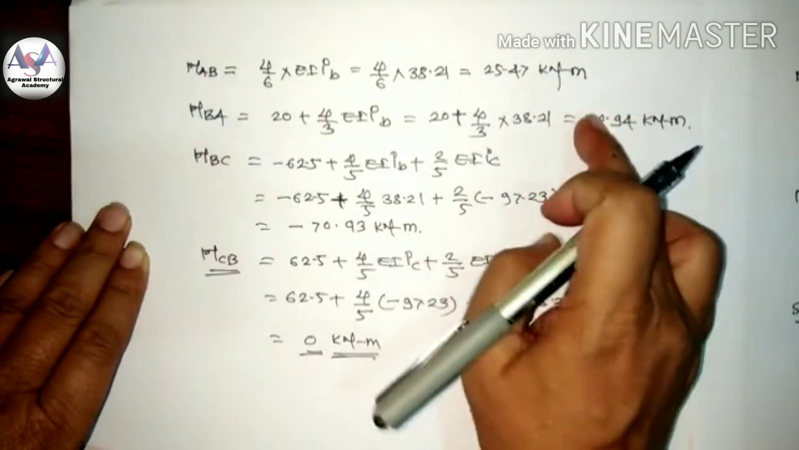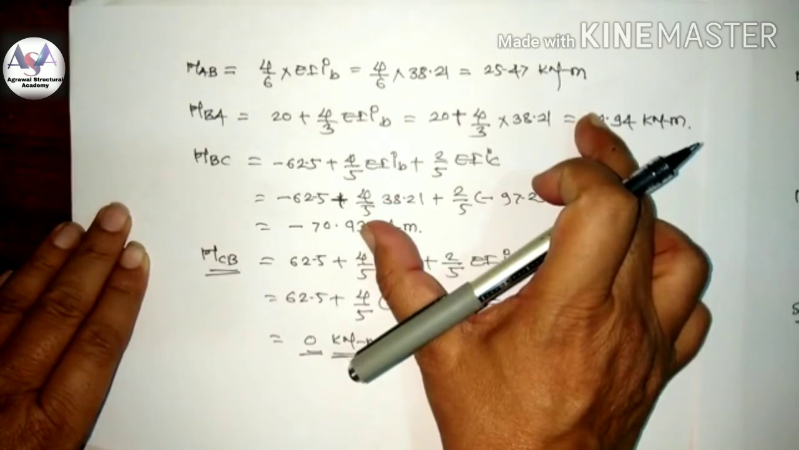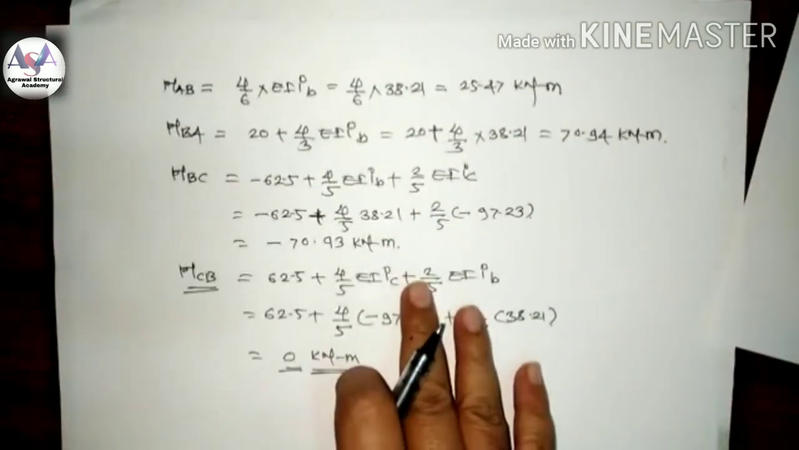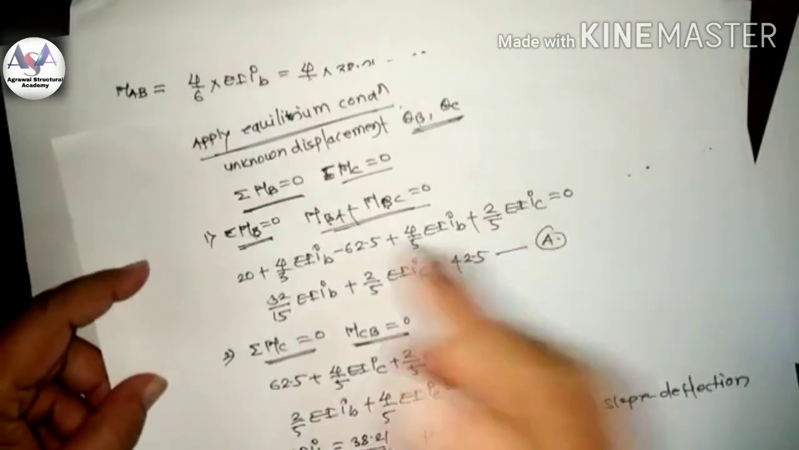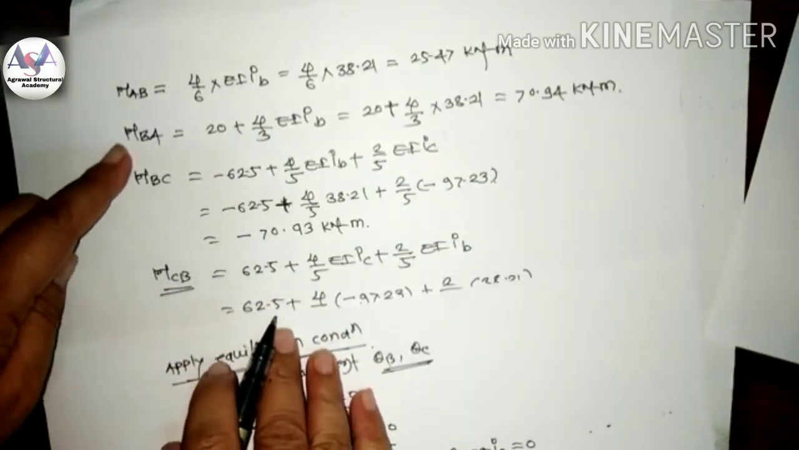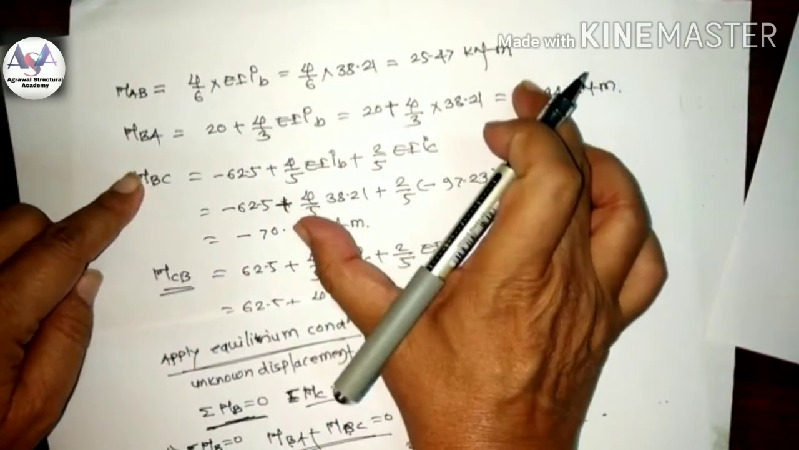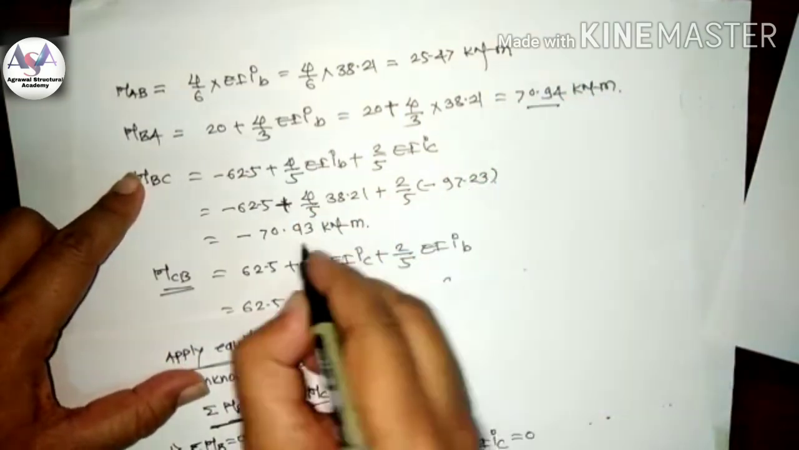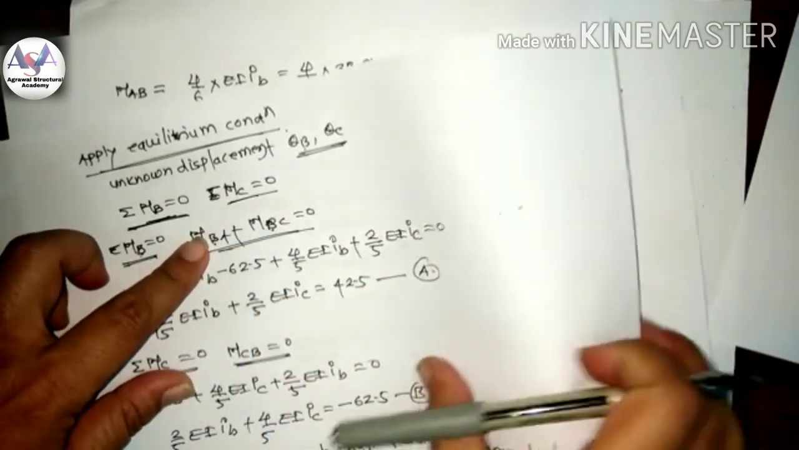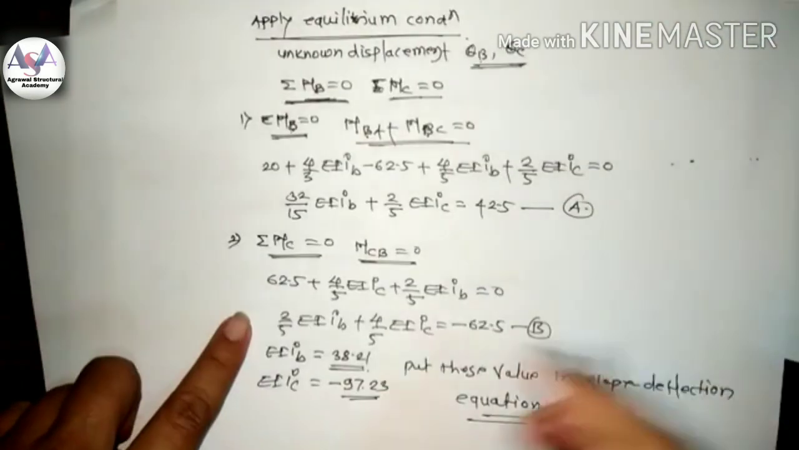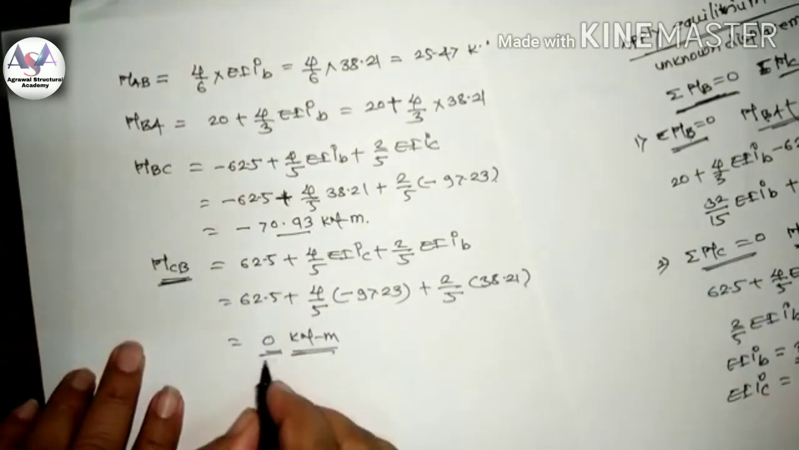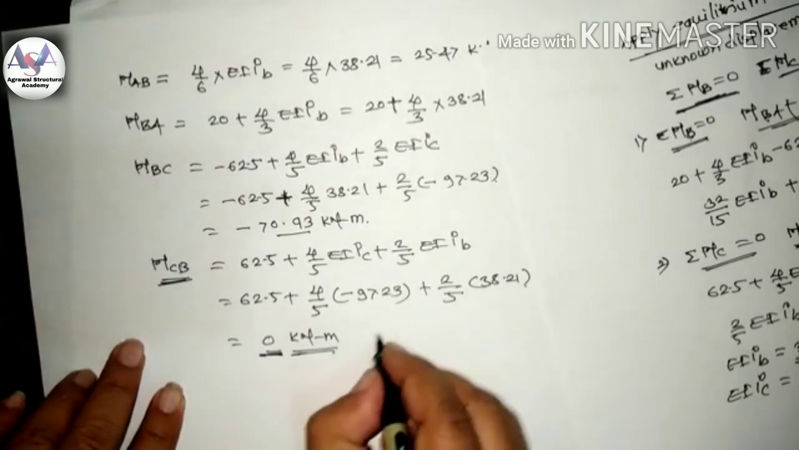These values are plus and minus. Then sigma MB equal to 0: by this condition, MBA and MBC, both additions should be 0. So this and this addition is 0. Then sigma MC equal to 0 here. So MC is how much? Only MCB. So here the MCB value is 0. So these satisfy the condition.